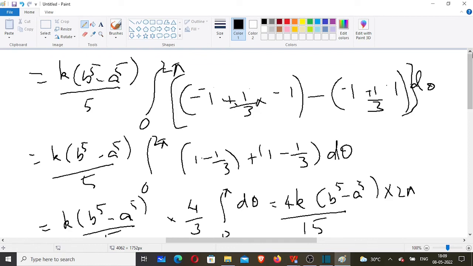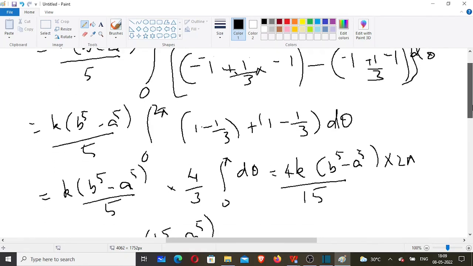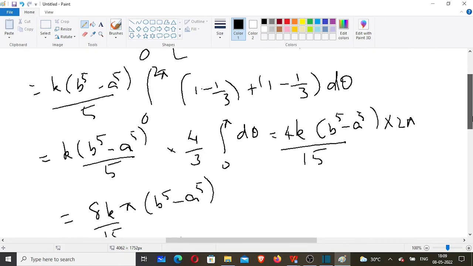Which is equal to k into b raised to 5 minus a raised to 5 by 5, integral 0 to 2 pi. When we substitute phi equal to pi, cos phi becomes minus 1. So minus of minus cos phi is minus minus 1, plus 1 by 3 into minus 1, minus of minus 1 into 1 by 3 into minus 1, d theta. So k into b raised to 5 minus a raised to 5 by 5, 1 minus 1 by 3 plus 1 minus 1 by 3. So 2 minus 2 by 3 is 4 by 3.